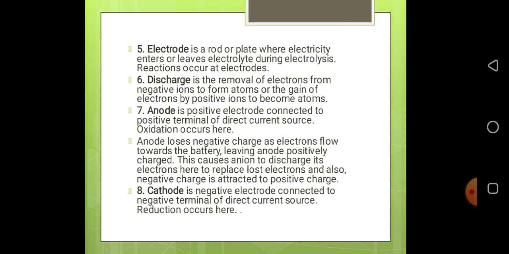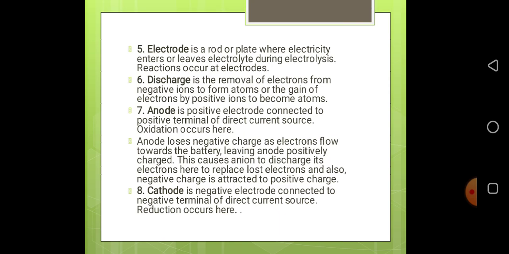We have the electrode. An electrode is a rod or plate where electricity enters or leaves the electrolyte during the electrolysis reaction, and the reaction occurs at the electrode. Discharge is the removal of electrons from a negative ion to form an atom, or the gain of electrons by a positive ion to become an atom.